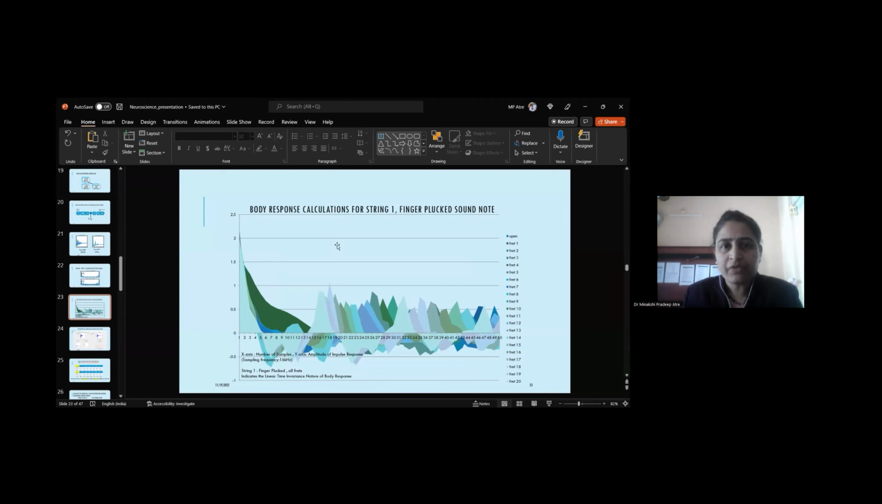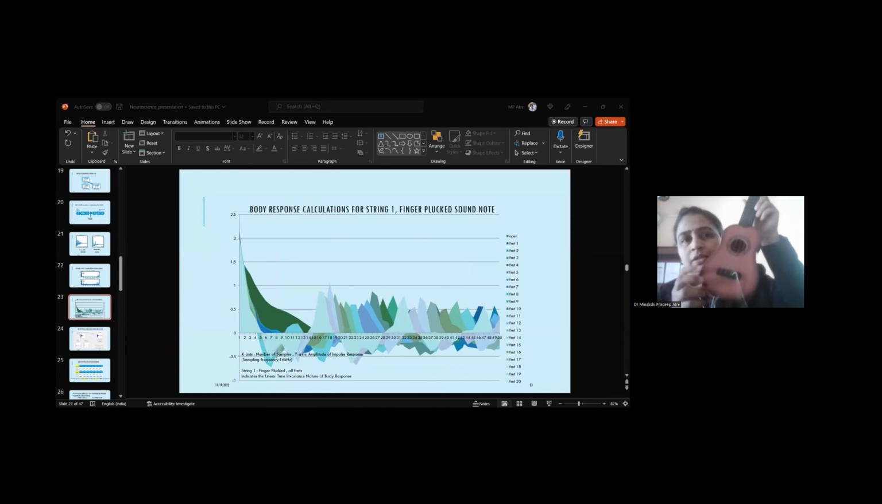And then we calculate the impulse response. Look at this impulse response; they all fall in line with each other. What does this mean? We say that the impulse response of the guitar body, I'll show the guitar again, the impulse response of this guitar body is constant.